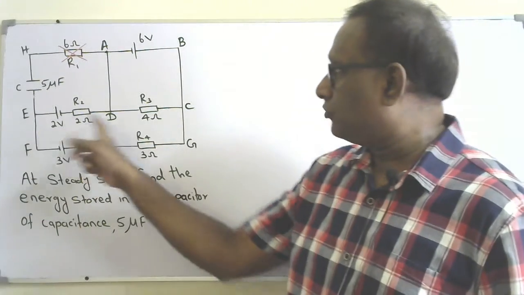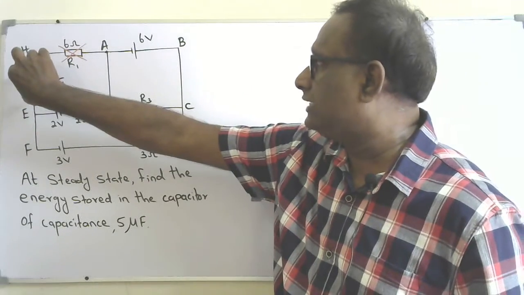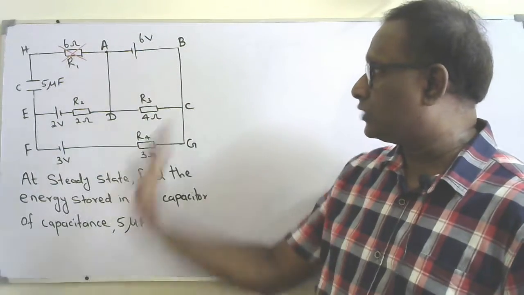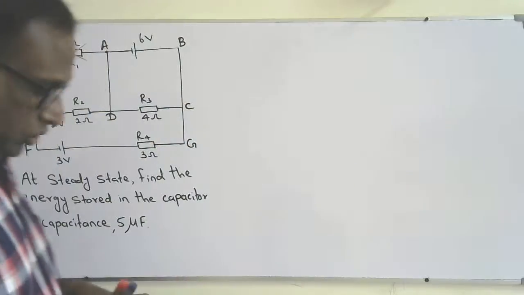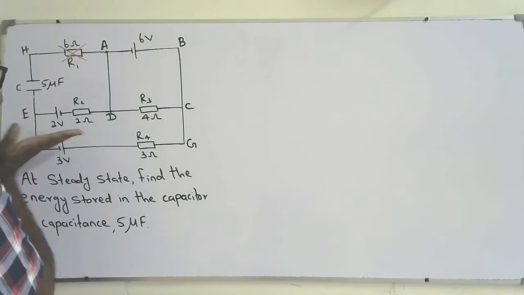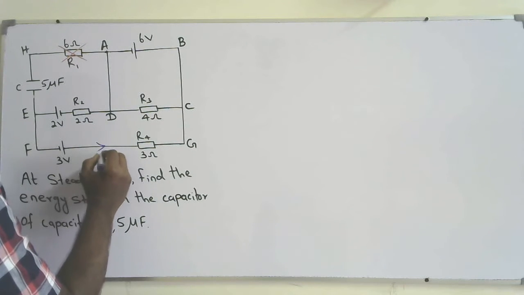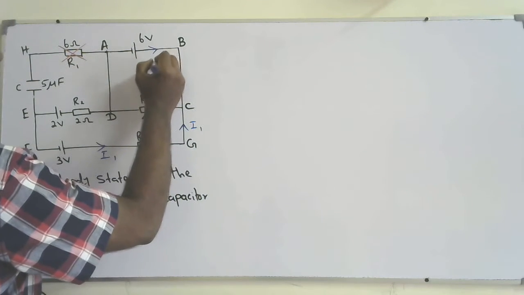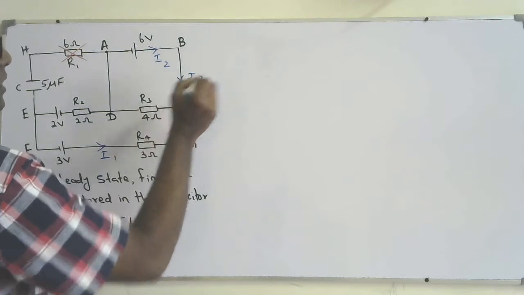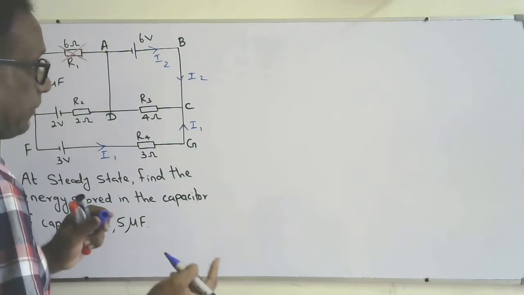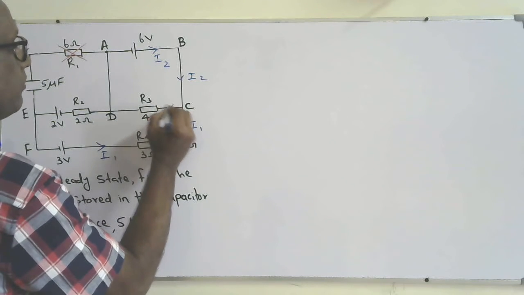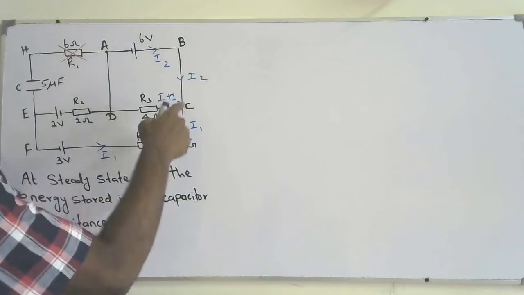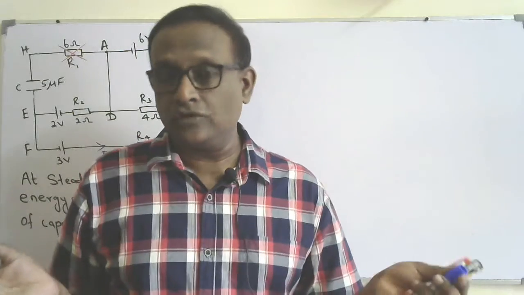If I find the current flow through these resistors, then I can find the voltage across the capacitor. I'll explain how to do that, but first I need to find the current through the branches. I'll take the current coming out of this cell as I1, so here also I1 is flowing. Through this one, current I2 comes out. At this junction, according to Kirchhoff's first law, I1 and I2 join together and form I1 plus I2. You could also take I1 coming here and splitting here.